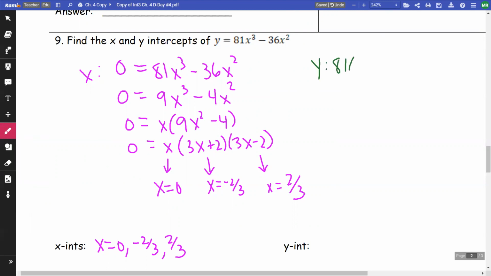To find my y-intercept, that's a little easier. I put 0 in for all of my x's. And when I do that, I end up with my y being 0. So my y-intercept is 0, or (0, 0). So I'm going to make a second video for the second part of this, the no calculator allowed part.